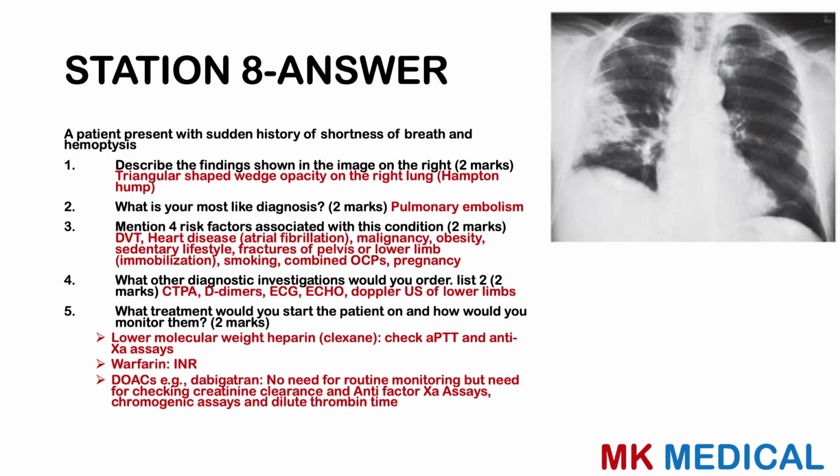So as we can see here, we have this triangular shape. You can see that this is shaped like a triangle. This triangular shaped opacity that is there, it's a wedge shaped opacity. We call this a Hampton's hump. Given the clinical scenario that has been displayed to us, most likely this person has developed a pulmonary embolism. And remember, with pulmonary embolism or any blood clot forming, you have Virchow's triad, which is endothelial damage or dysfunction.